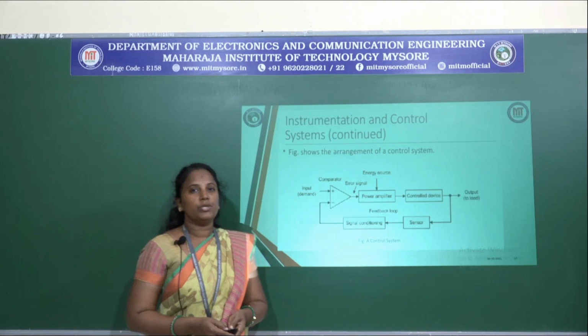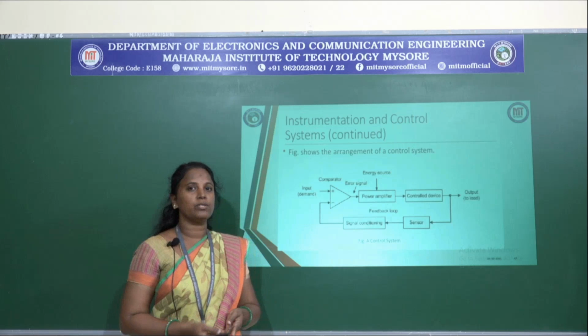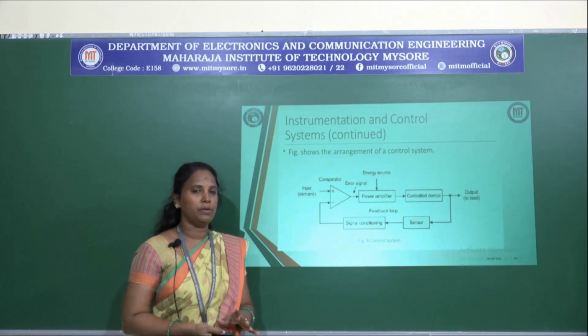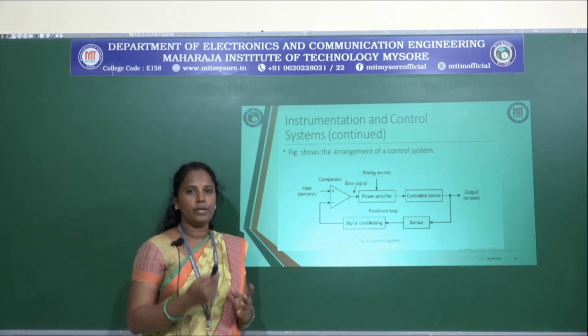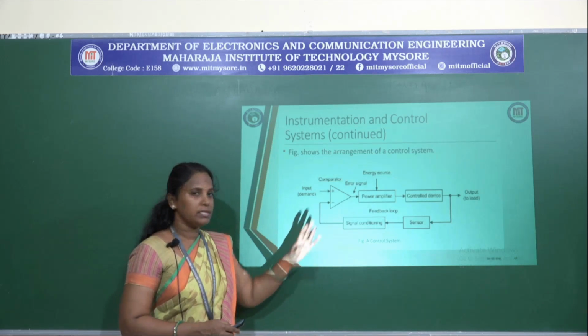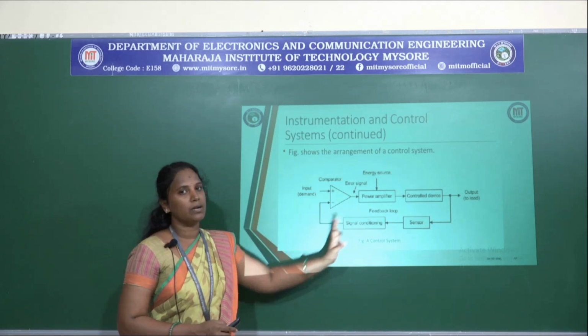Okay, now we have the control system. What do you mean by control system? A control system is where you control the input by having some feedback. The feedback can be positive feedback or negative feedback. As you can see in this block diagram, we have represented a control system.